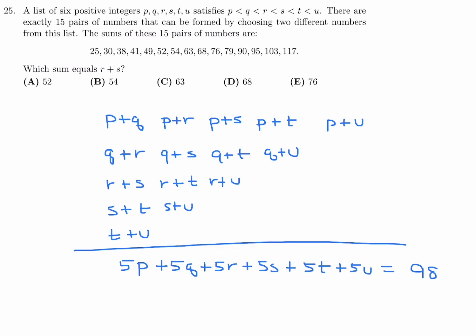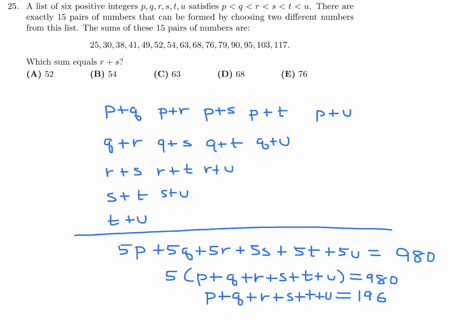It's 980. Now, if you factor out a 5 from each of these, you get just P plus Q plus R plus S plus T plus U, right? And then if you divide through, you get that this will be equal to 196. All right, so now where do we go?